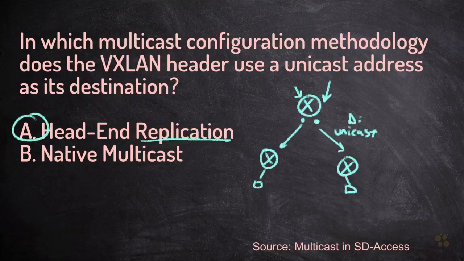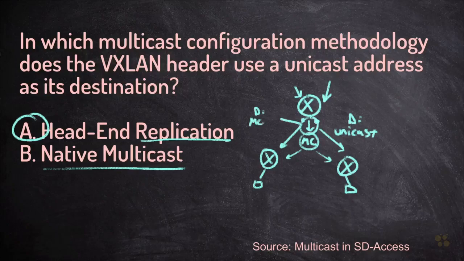Now that said, if we have configured native multicast and our underlay is multicast capable, then we can send a single packet into the multicast domain and it will take care of the replication for us. At this point, when we send the packet into the underlay, this is a VXLAN packet whose destination is a multicast address. So again, when we're using a unicast address as the destination, that's head-end replication. If we were to use native multicast, that would be a multicast address as the destination. So again, in our case here, A is our answer.